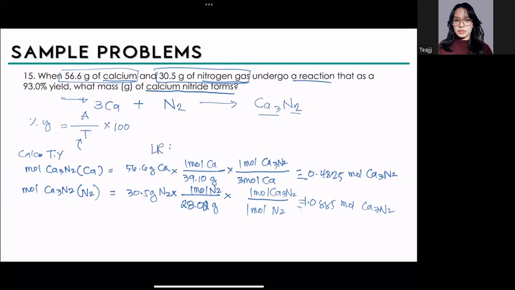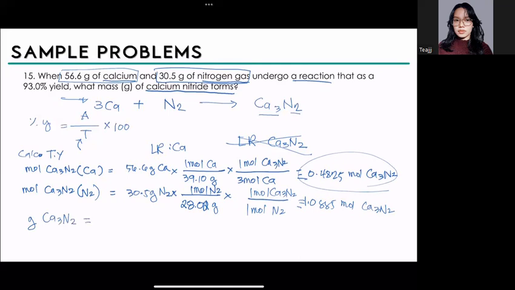So our limiting reactant is calcium. Hindi pwedeng yung limiting reactant is calcium nitride ha. Kasi calcium nitride is a product. So hindi talaga siya pwedeng maging limiting reactant. Kasi hindi nga siya reactant. Okay? Now we use this calculated value from our limiting reactant to solve for the grams of calcium nitride. So ito yung theoretical na yield.